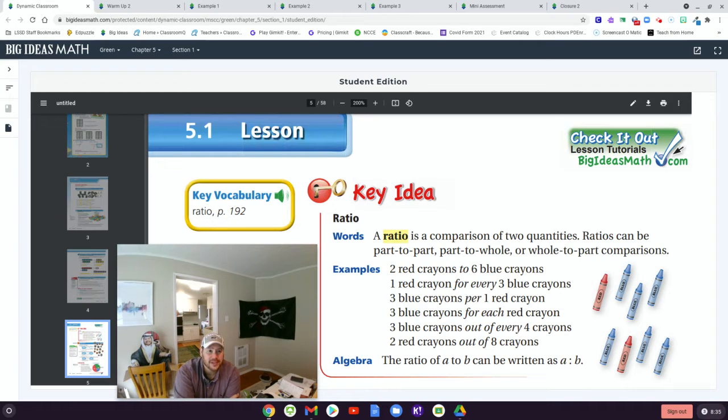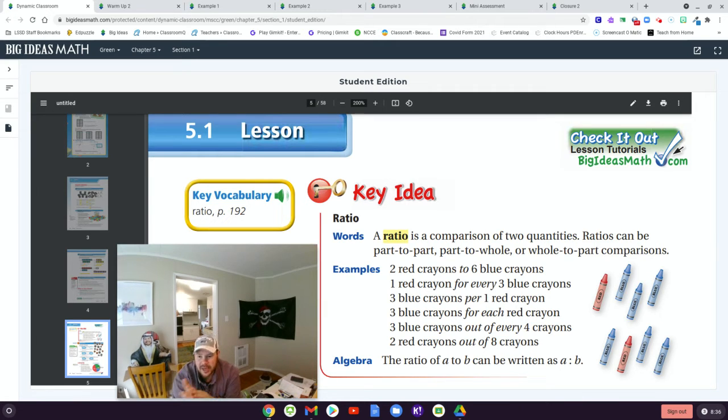Well, ahoy there. We're going to jump right into ratios, which is 5.1. So this is a great time to take some notes. Basically, a ratio is a comparison of two or more quantities. Ratios can be part to part to whole, or whole to part comparisons. Now we'll go through what that means in a second.